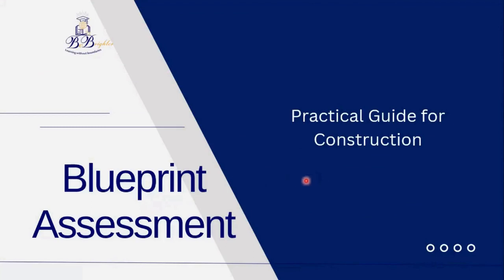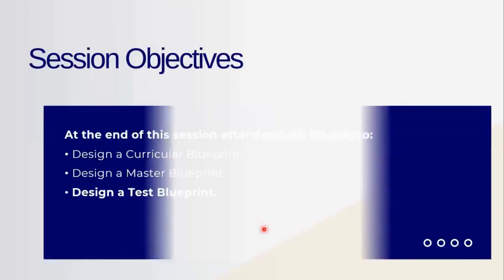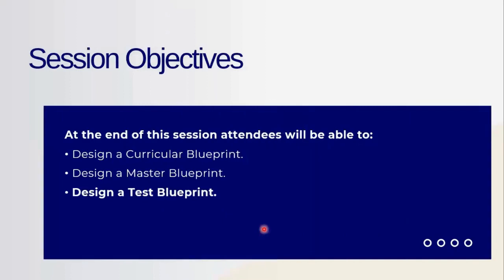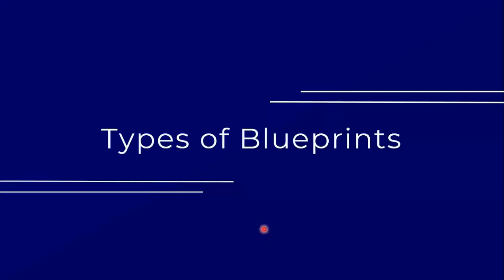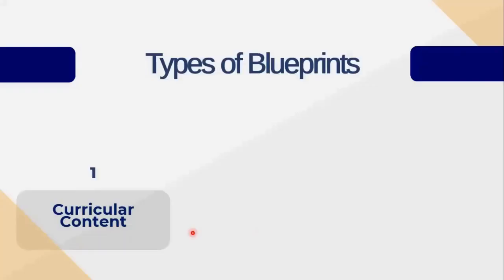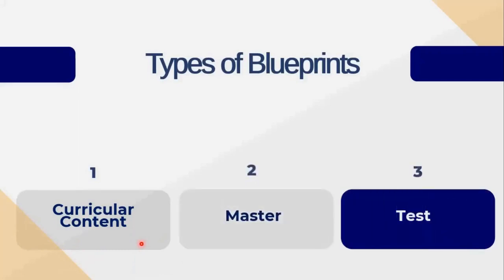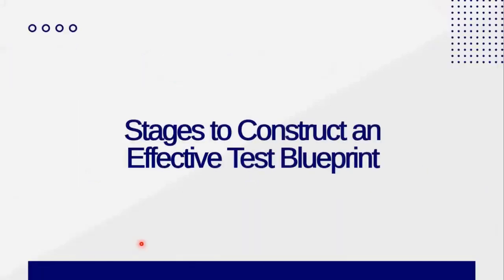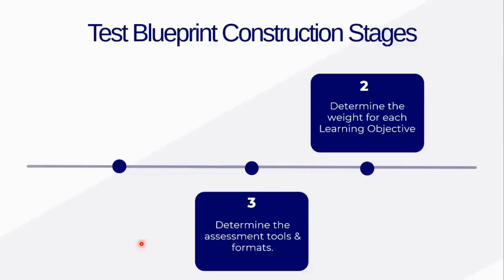Practical guide for construction of blueprint assessment. The objective of the session is to design a test blueprint. Let us remember together what the types of blueprint are. Types of blueprints are curricular blueprint, master blueprint, and test blueprint. Stages of construction of an effective test blueprint.